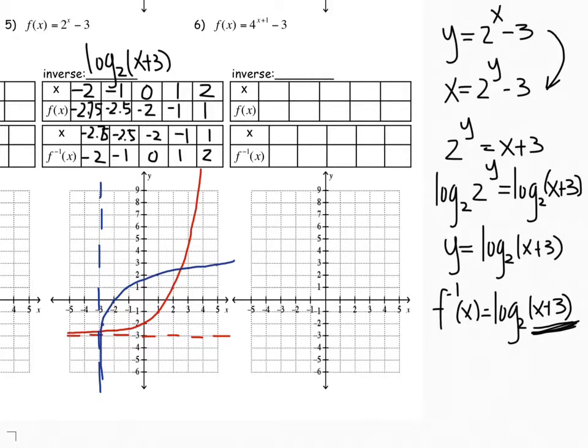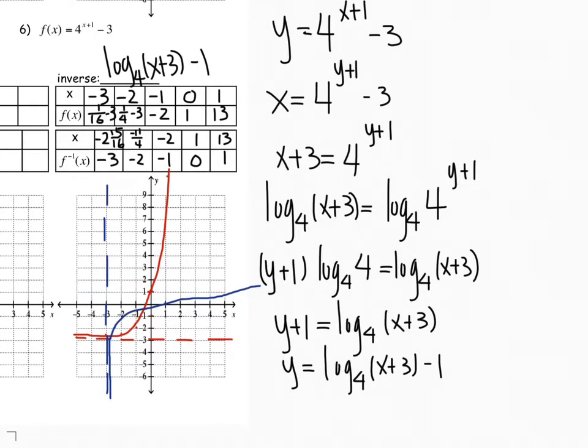So for the exponential function, I'm using the table -2, -1, 0, 1, 2. Again, I switch the row from the input to the output, and then take the output values, make them the input for the inverse function, log base 2 of x plus 3. Plot this on your graph. Check your answers.